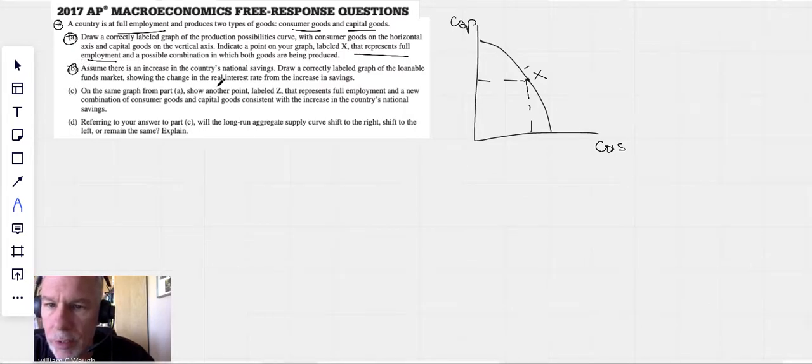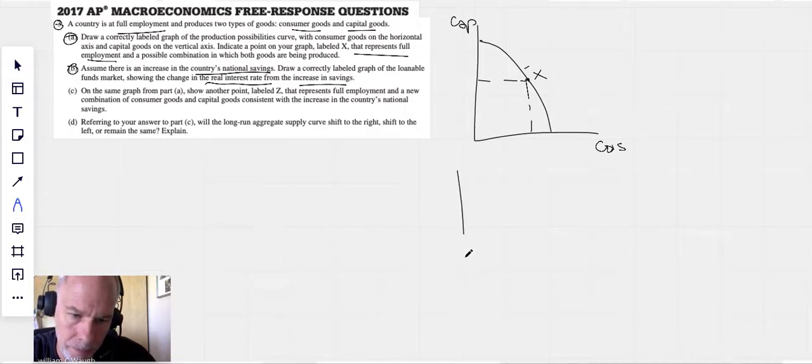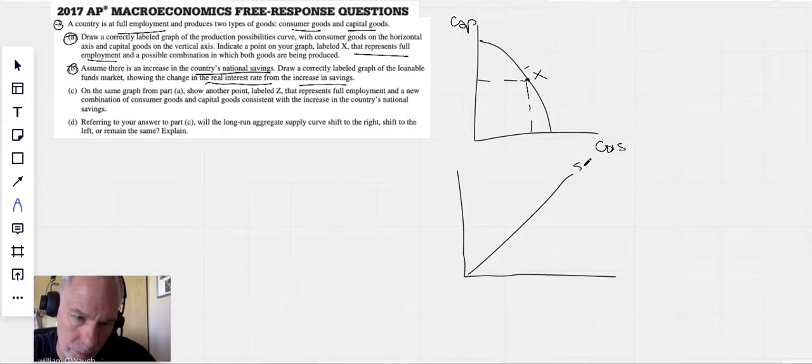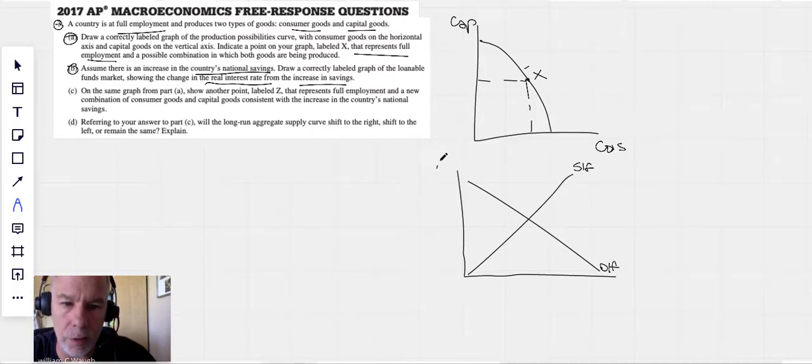B, assume that there is an increase in a country's national savings. Draw a correctly labeled graph of the loanable funds market showing a change in the real interest rate from the increase in savings. So obviously you have to know supply and demand for loanable funds, real interest rate on the vertical, quantity of loanable funds on the horizontal.